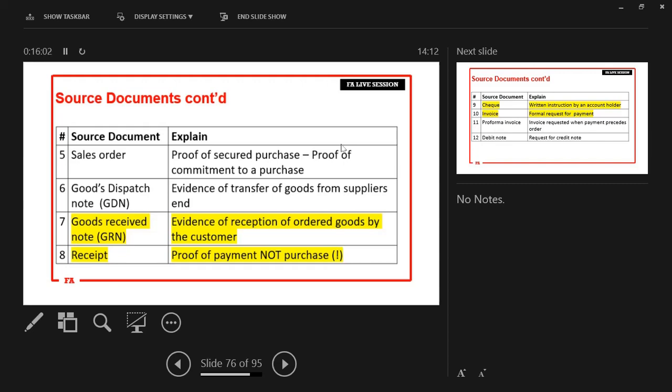To a purchase. So once the supplier gets ready to send you the goods, as the goods leave their warehouse or their premises, the supplier is going to register the departure of the goods on a special document known as goods dispatch note, GDN. This is the evidence. This particular document is the evidence of transfer of goods from the suppliers, and I think it can be used for stock control.